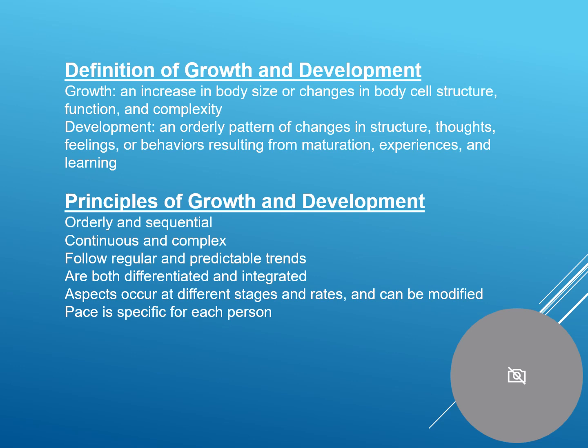If you take your child to the doctor for a physical, they'll ask them to do things like stand on one leg or walk on their tippy toes, and it's a range. One child might be able to do that at 5, another child might be able to do that at 7, but there is a range in which this normal pattern of development is expected. So the pace is specific to each person. These are all principles of growth and development. You can find them on page 577, box 22-1. I also want to emphasize that you should know these principles of growth and development.